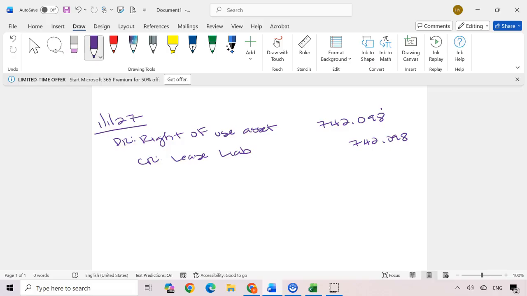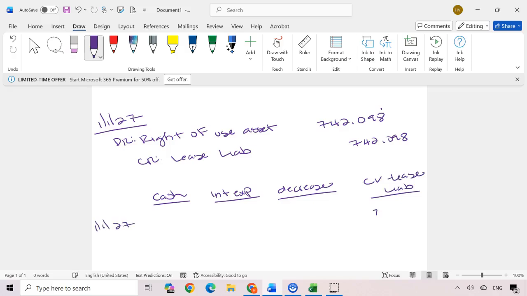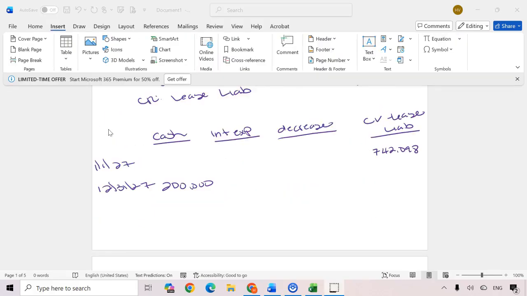And the way I like to do this is I like to set up my own little amortization schedule. So I'm going to have my cash payment, interest expense, because we're the lessee, my decrease in my lease liability, and my carrying value of my lease liability account right here. So on 1/1/27, we recorded lease liability for $742,098. On 12/31, we made our first payment for $200,000. And so we need to split that up between the interest component and the decrease to the lease liability.